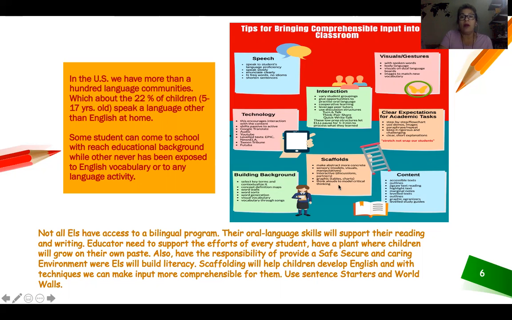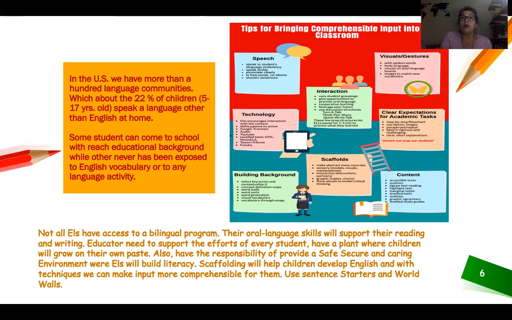So on my slide, you will see here tips to bring comprehensible input into the classroom. For speech, you're going to speak to the students. You have to be clear. And the language proficiency is important, because if you speak slowly, they will be able to listen to the sounds. And if they know their sounds, they will be able to make words. If they make words, they can make sentences for you. So visual gestures are important. That way they can connect what you're trying to say.